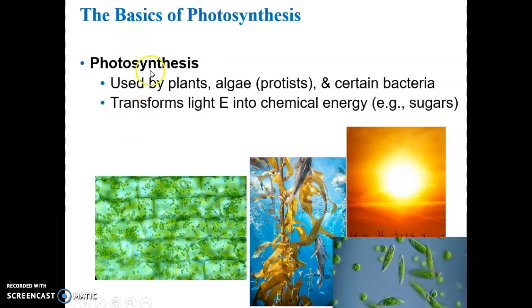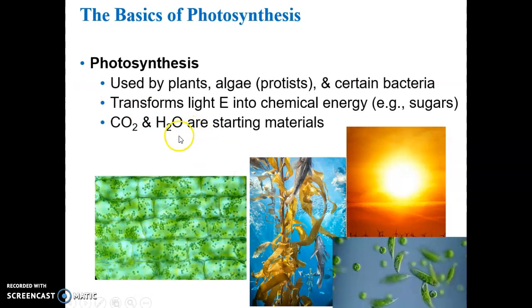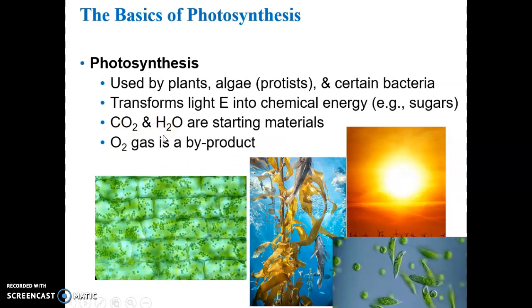So what occurs with photosynthesis is the transformation of light energy from the sun into the chemical bond energy of sugars initially. And then the sugars can get converted into other biological molecules by the photosynthetic organisms themselves. The starting material, carbon dioxide in the atmosphere or in water, and then water itself. One waste product or byproduct is oxygen gas.